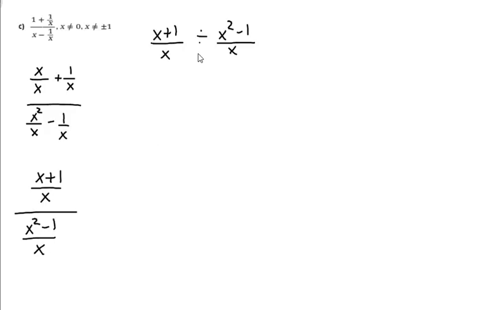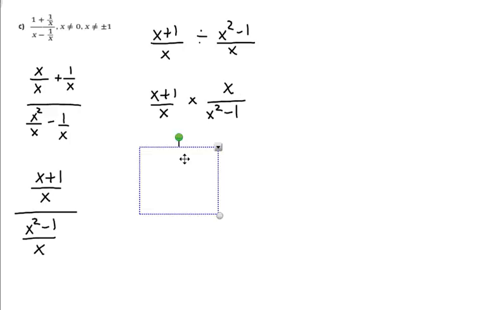So I like to write it sideways so that we can see the division. So we're dividing it by x squared minus 1 over x. And then we should know we need to multiply that by the reciprocal here. So we flip this to become x over x squared minus 1. Now it's become a multiplication question.